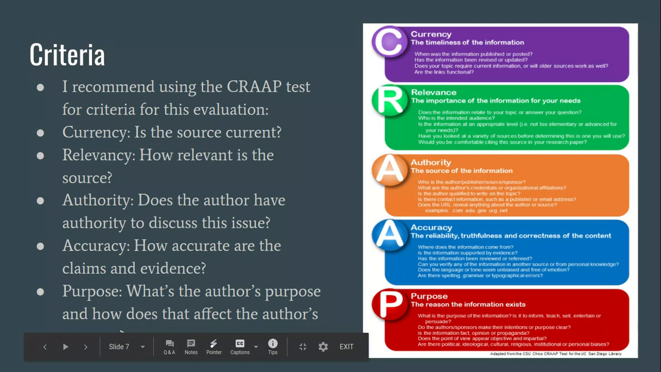Lastly, we also want to look at the purpose. So why is this particular video or article giving me the information that it is? And this could be something like, they just want to educate us about an issue. Maybe they want to persuade us to believe or think or feel something. So it's important to know your author's purpose. And when you put all of these together, it gives you the tools that you need to complete a pretty solid evaluation.